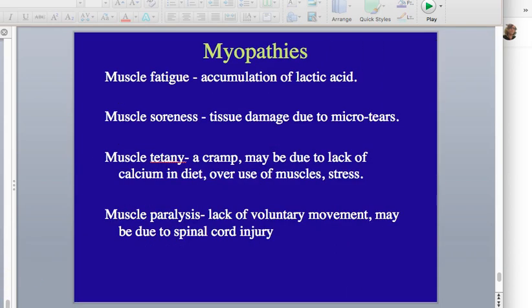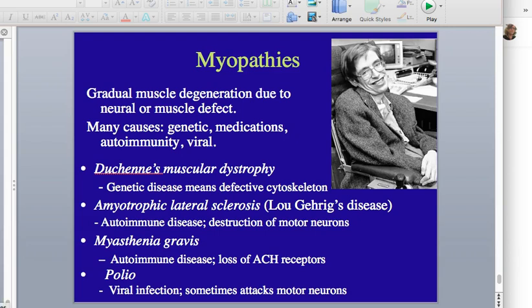So that's all we're going to do for today. In our next module, I'm going to go into more detail about the sliding filament theory because it's really important. Hint, hint. Know it for the next test.